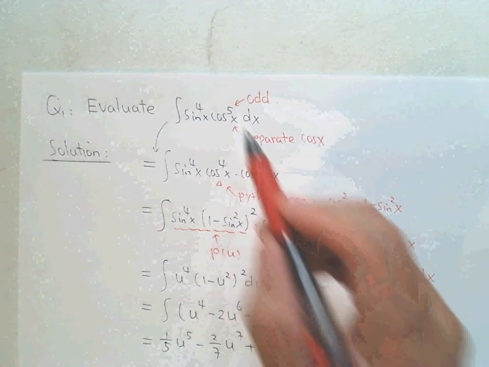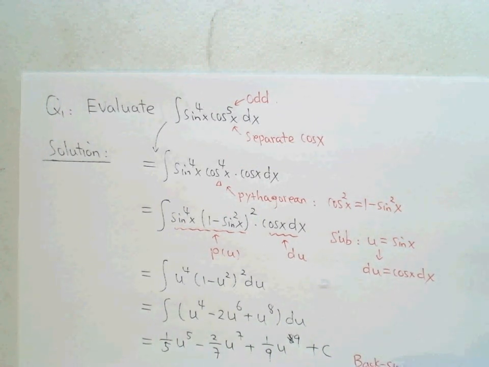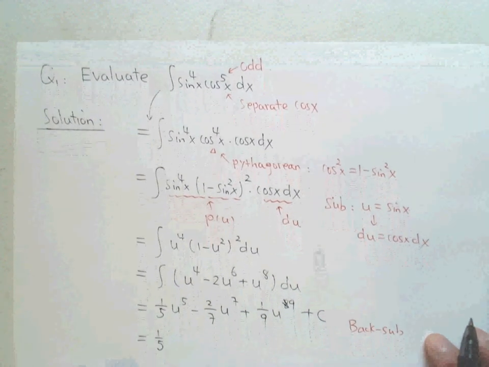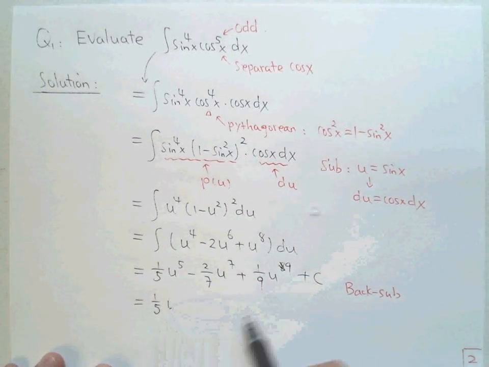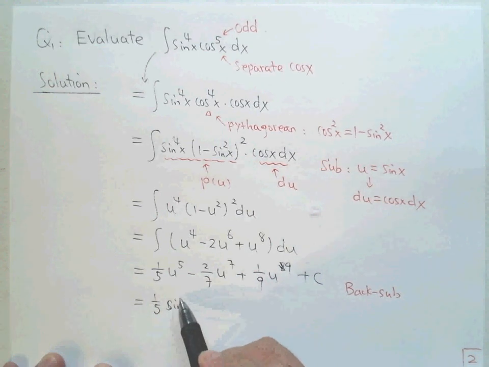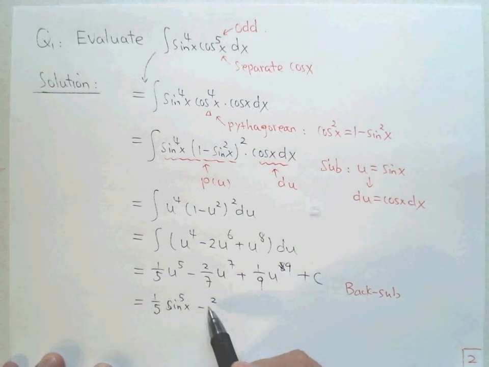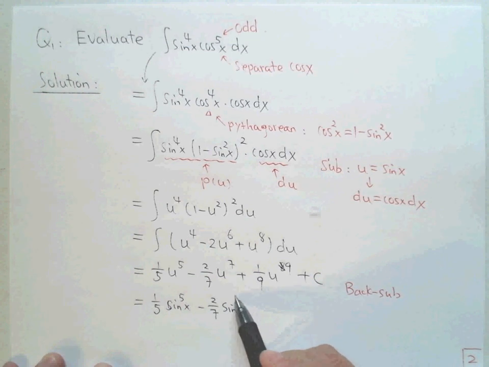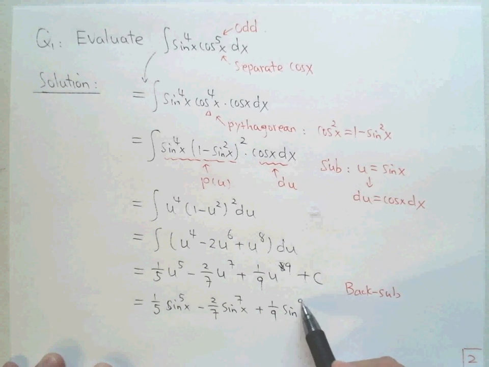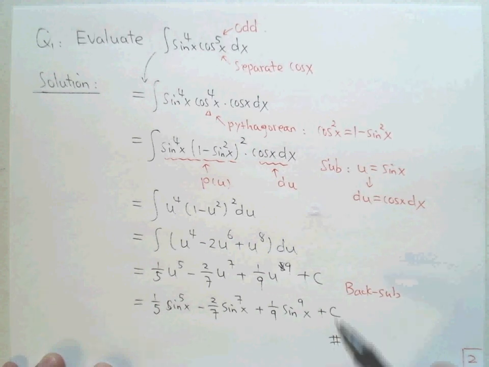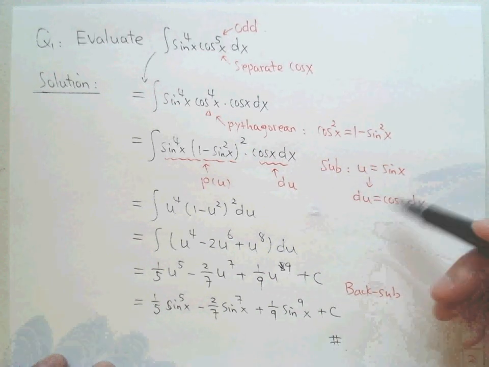You know, u is not what we need, we need x. We have to back substitute. After we back substitute, what do we get? We get this. Sorry, so you cannot see now. This is what we need to back substitute, right? So back, u is sine x. So we have 1/5 sine raised to the 5th power minus 2/7 sine raised to the 7th power plus 1/9 sine raised to the 9th power and plus c. See, even though this looks complicated, the basic steps are not so complicated.